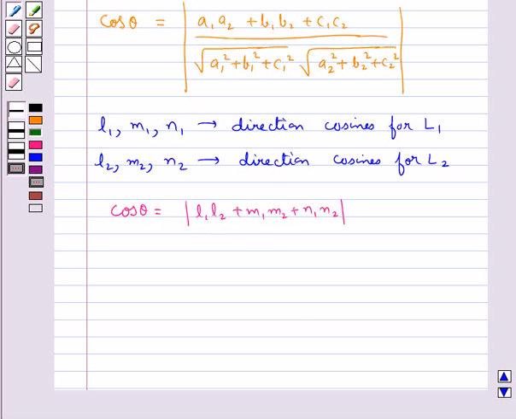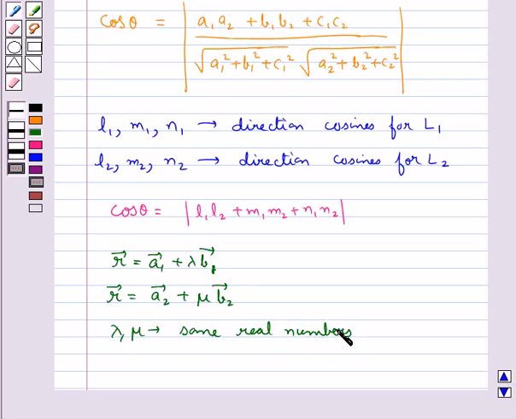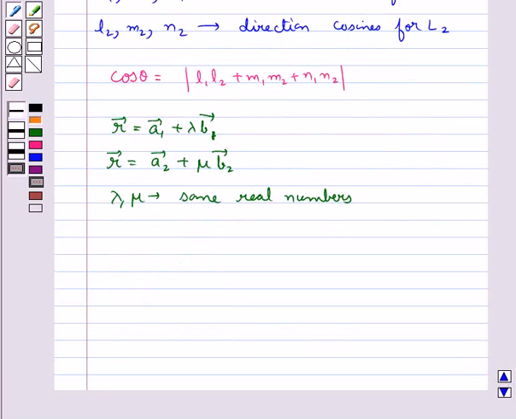If the equation of the two lines is given by vector R equal to vector A1 plus lambda into vector B1 and vector R equal to vector A2 plus mu into vector B2, where lambda and mu are some real numbers, and if theta is the angle between these two lines, then we have cos theta is equal to modulus of vector b1 dot vector b2 upon magnitude of vector b1 into magnitude of vector b2.